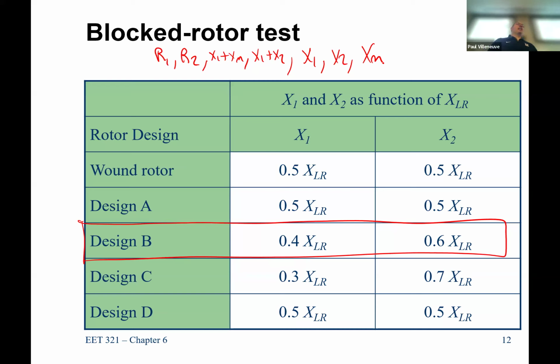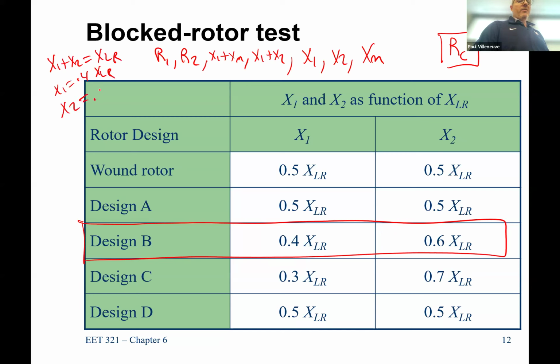So I have all the elements of my equivalent circuit. The only one that I'm missing is R sub C, and there is no easy test to get R sub C. So in the table, X1 is the 0.4. It's 0.4 of the XLR. So remember, X1 plus X2 is equal to XLR. So X1 is equal to 0.4, and the rest is equal to X2. Just the ratio.